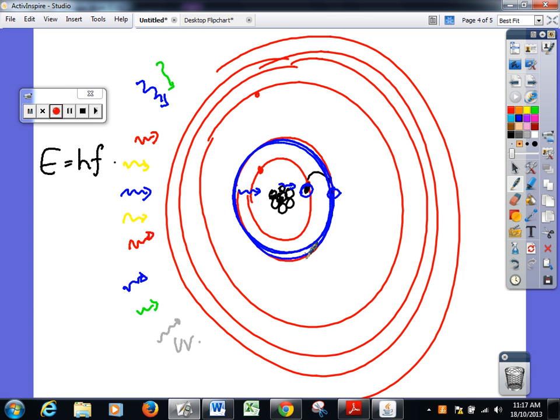Okay, are we okay with that? So at the moment, the electron is orbiting at the bottom level. Then suddenly, a piece of blue light comes through and strikes the electron and gives it enough energy to jump up to the second orbit, to the next orbit up. Okay? At which it then starts to orbit at the higher level. Now, we call this an excited electron.